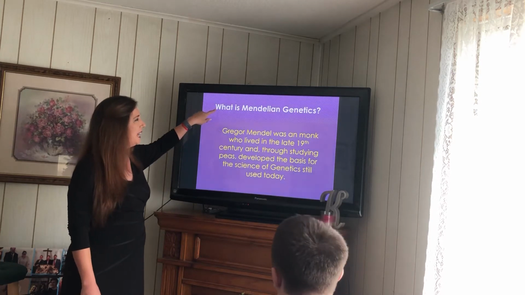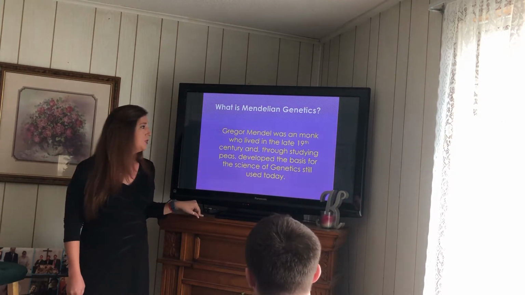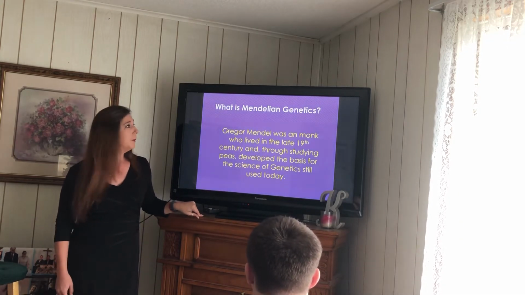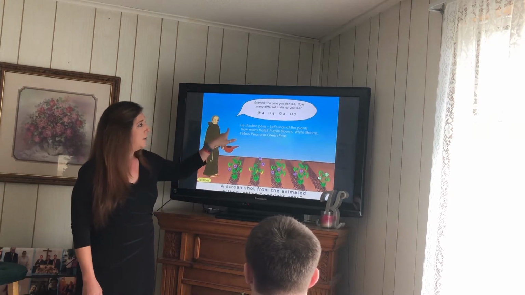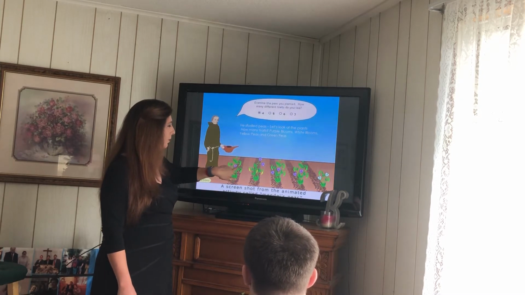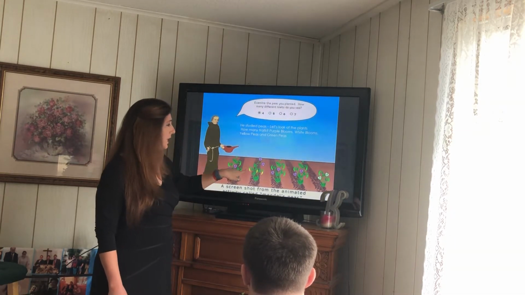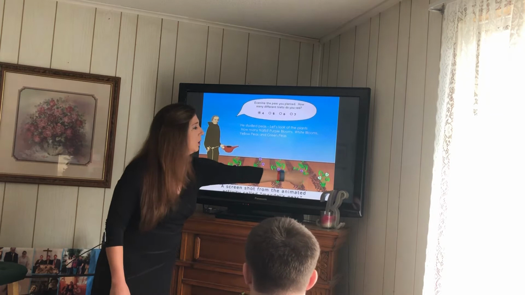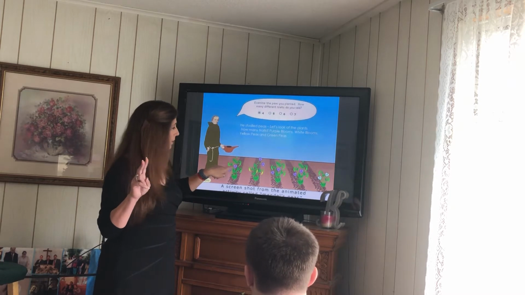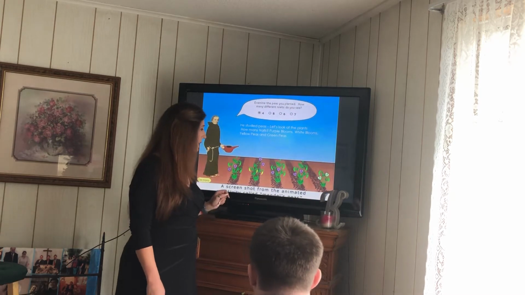What is Mendelian genetics? Gregor Mendel was a monk who lived in the late 19th century, and through studying peas, he developed the basis for the science of genetics, which we are still using today. He studied peas. So let's look at the plants. How many traits? Purple bloom, purple bloom, purple bloom, white bloom. Green pea, yellow pea, green pea, green pea. So purple bloom, green pea, yellow pea, and a white bloom. That means there are 4 different traits expressed.